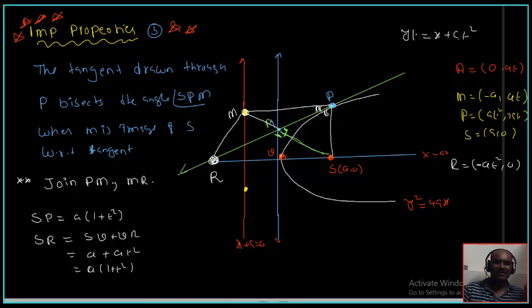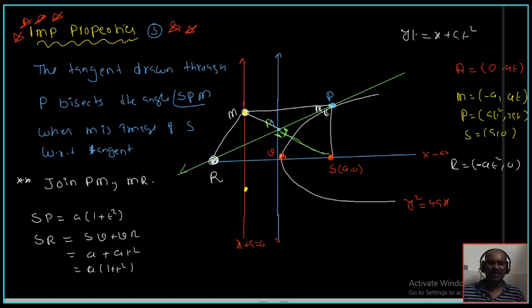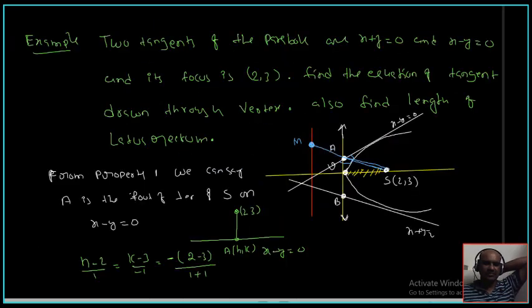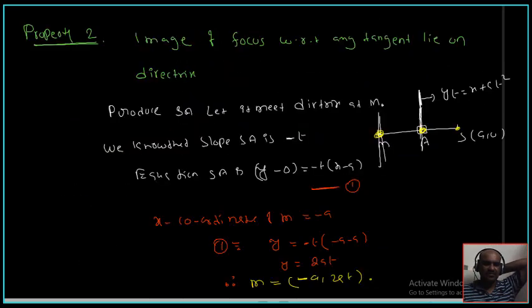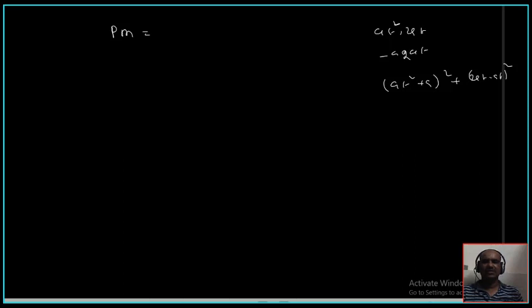So with this tangent, this is an isosceles triangle. Find PM also. PM will also be the same, a times 1 plus t square. P means what? at square comma 2at. M means what? Minus a comma 2at. Students, here I wrote the coordinates of M wrong. Minus a comma 2at. See here, 2at, I wrote at. Yes, M is equal to minus a comma 2at. So the distance is root over, and this is also the same, a times 1 plus t square.